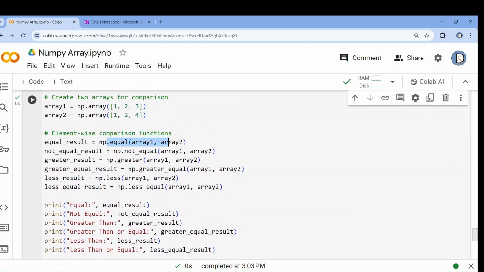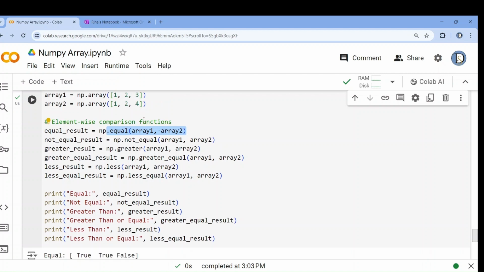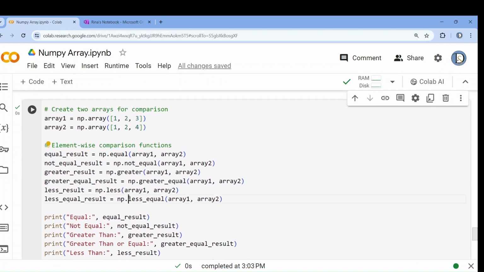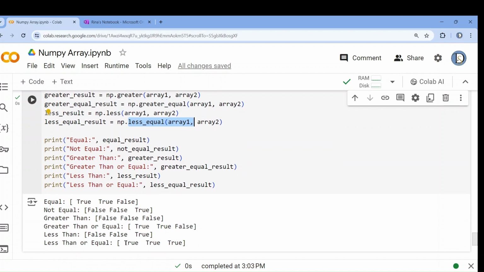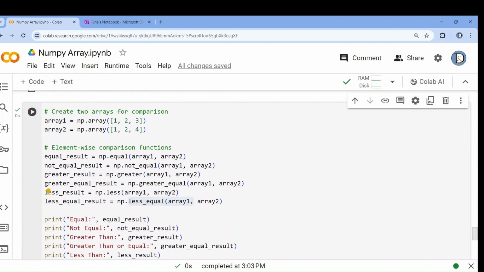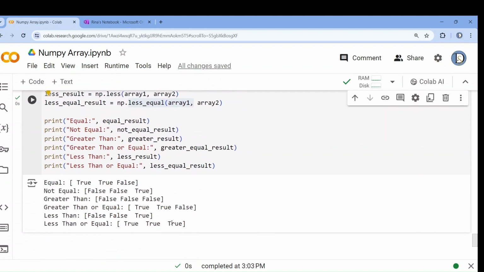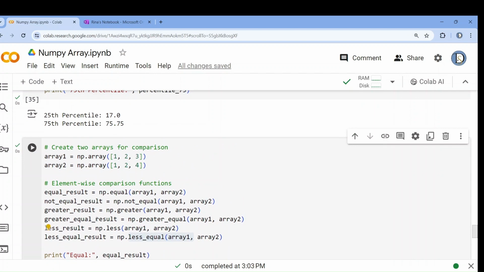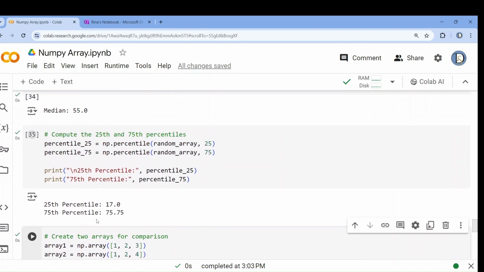Here I have just checked np.equal array 1, array 2. So 1, 1 equal, 2, 2 equal, 3, 4 not equal. That means true, true, false. Clear. Here you can check less equal. Sorry, less than or equal. So 1, 1, that is true because they are equal. 2, 2 equal, 3, 4, 3 less than 4, yes, true. So, in every case, this is true. The same way, you just check for others also. So, you can simply check each element comparison using NumPy array functions.